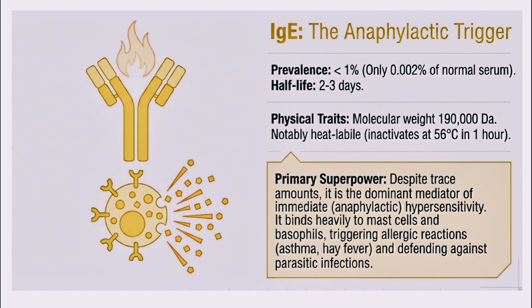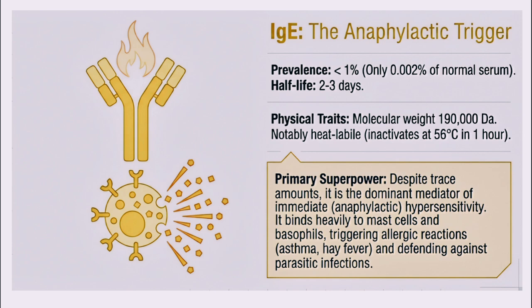So next one is IgE, the anaphylactic trigger. In prevalence, it is found in trace amounts, less than 1%, around only 0.002% of normal serum. Half-life is also really less, 2 to 3 days, and molecular weight is around 190,000 dalton. It is a heat labile antibody. It will get inactivated at 56 degrees Celsius in 1 hour. If it gets more heat, it will get inactivated.